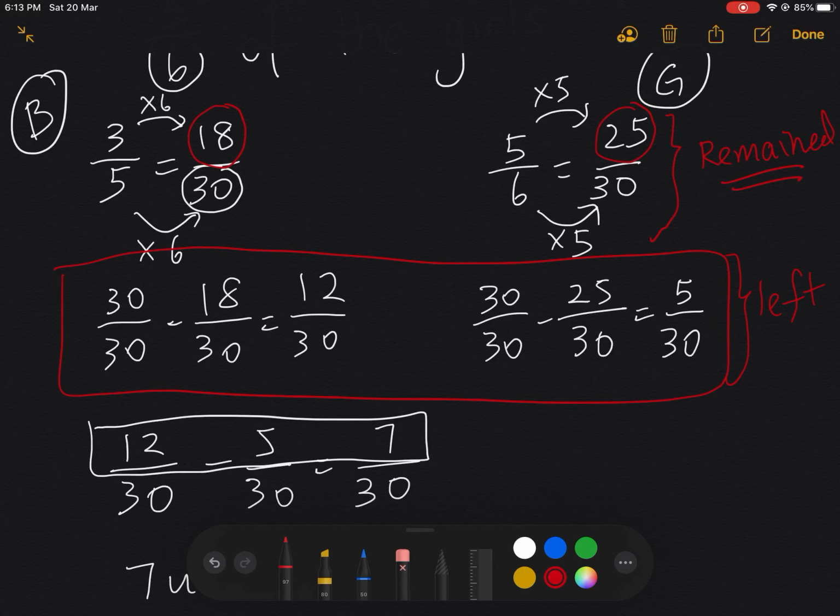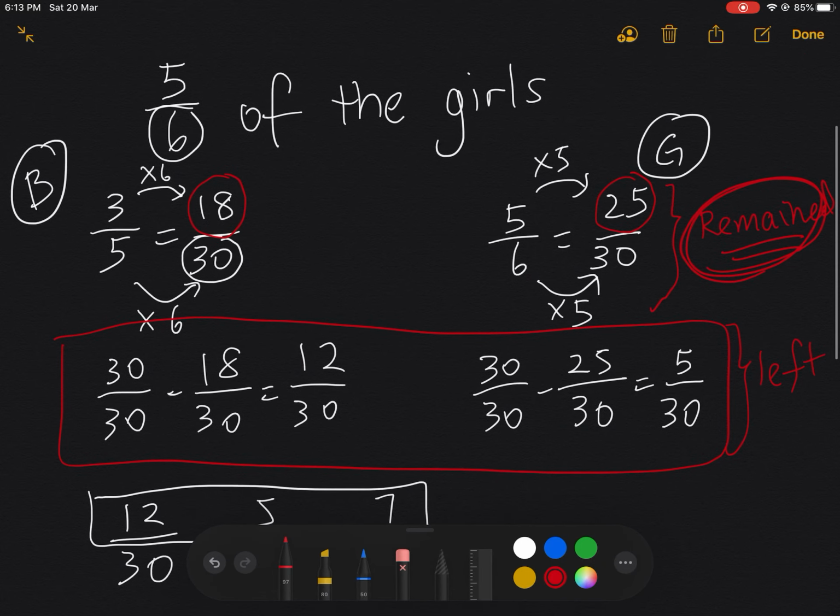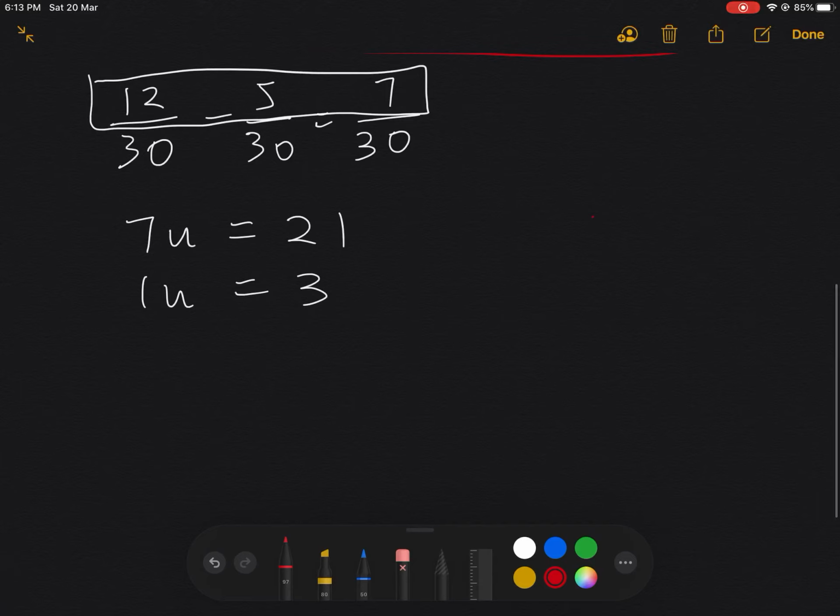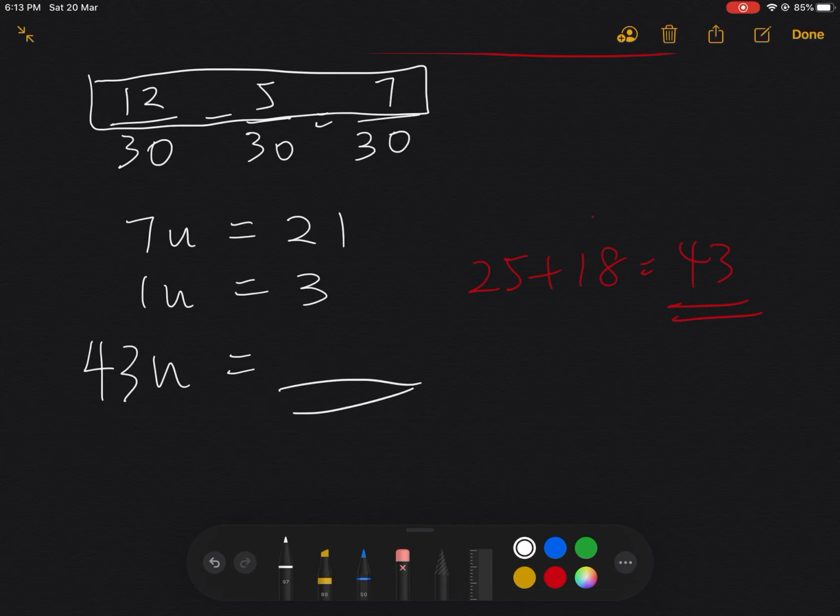Since they want to know how many pupils, we can add this 18 and 25 together to find out the total number of pupils who remain in the hall. 18 and 25, and then we have that. We can find out the number of units that we want, and that will be the answer. Again, 3 steps. Amazing, right?